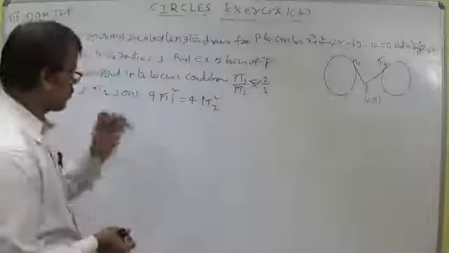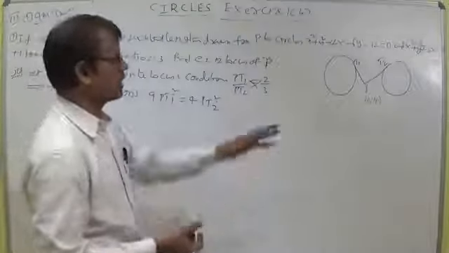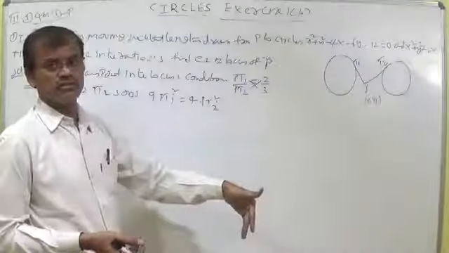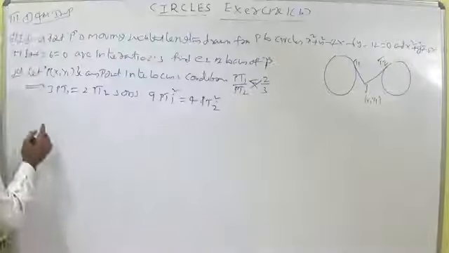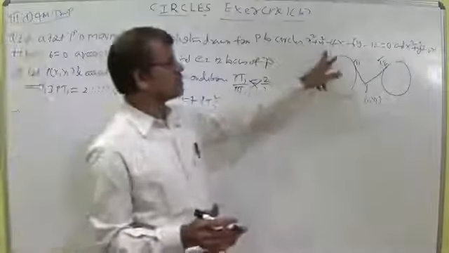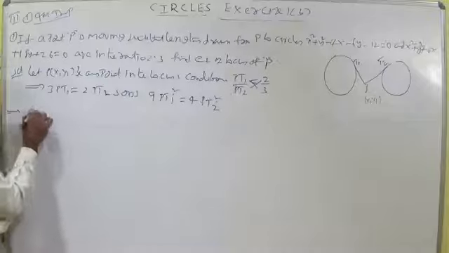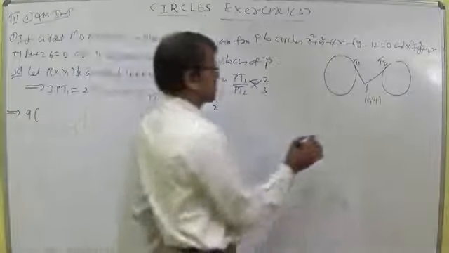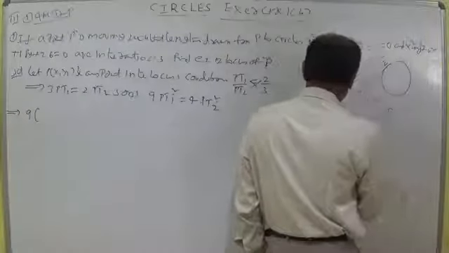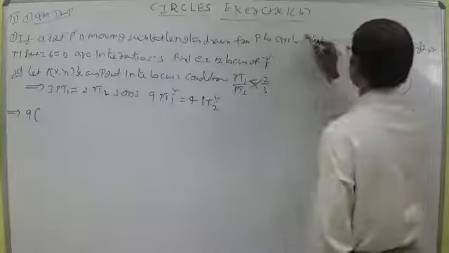Originally this is an important 4 marks question, but an objective sum is also there, a 1 mark question. Directly we can write 9PT1 square equal to 4PT2 square. Here this is the first circle S and this is the second circle S dash. You put S1 equal to 0 and S2 equal to 0 for the first circle and second circle.